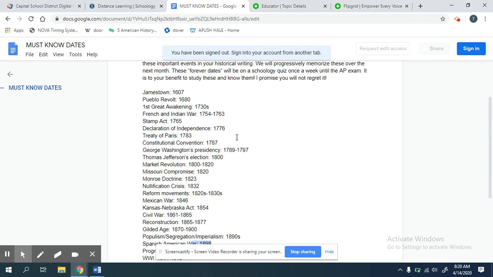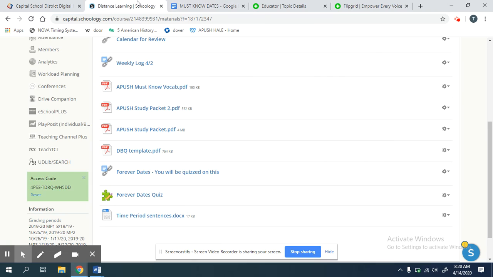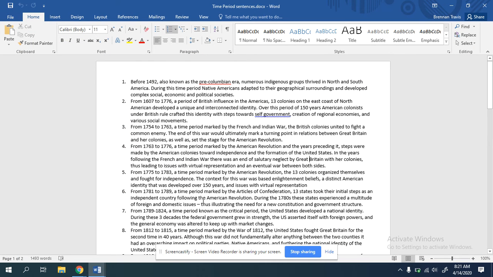For those of you that are struggling and or need some guidance, inside of Schoology, I've also put in the time period sentences. And these sentences are right here. I pass it out probably in the first 2 or 3 weeks of the school year. But they have a lot of these events embedded within. So, for example, from 1754 to 1763, French and Indian War. It goes on to say the British colonies united to fight a common enemy. The end of this war would ultimately mark a turning point in relation between Great Britain and her colonies, as well as set the stage for the American Revolution.